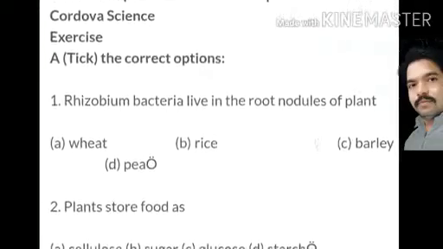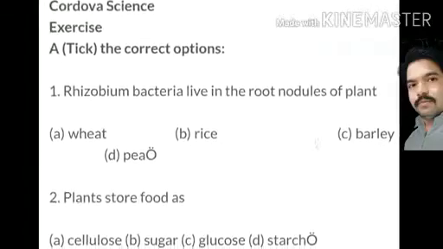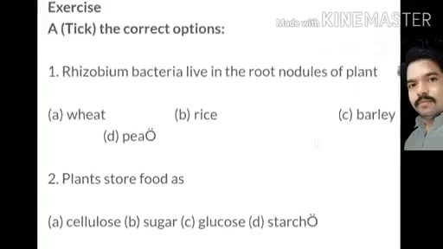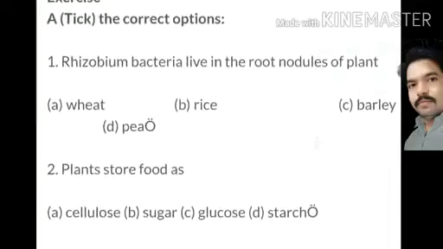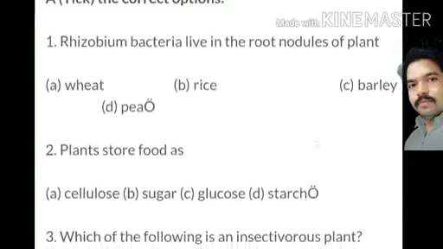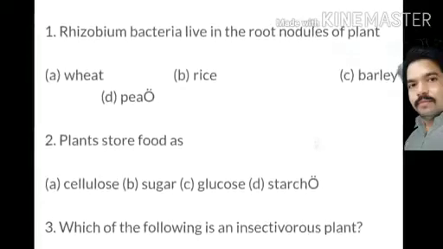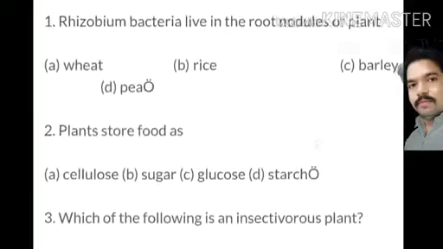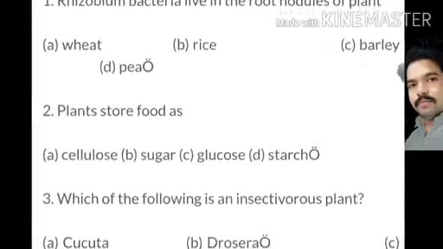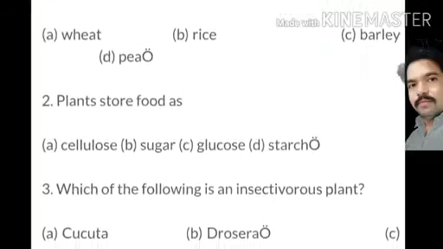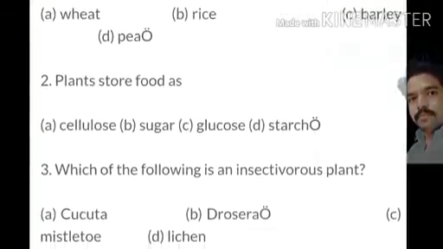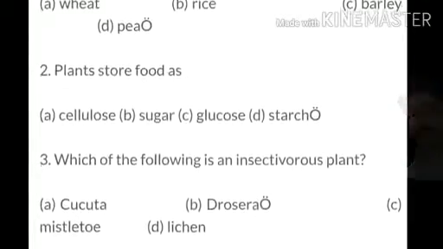Second question: plants store food as cellulose, sugar, glucose, starch. So the correct option is starch. Now third question: which of the following is an insectivorous plant? The options are Cuscuta, Drosera, Mistletoe and Lichen. The correct option is Drosera.